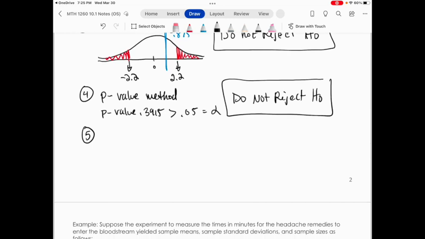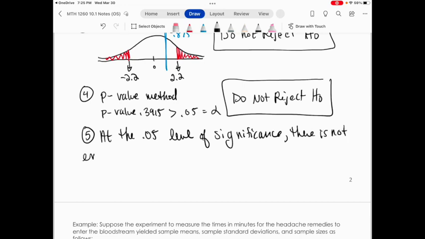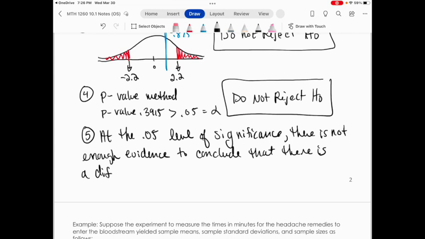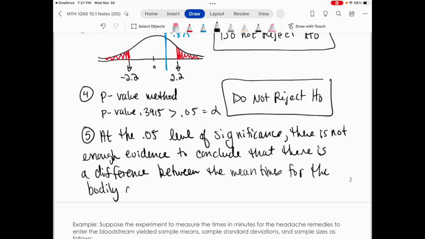Okay, the last step is we're going to write our conclusion. We're going to say at the 0.05 level of significance, there is not enough evidence to conclude that there is a difference for the bodily absorption.